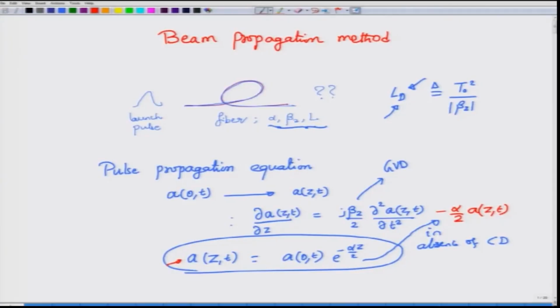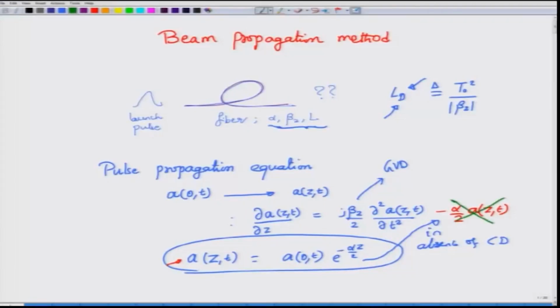but because attenuation is usually not so frequency dependent for the region of operation that we are considering, we do not really worry about attenuation, okay, because whatever we have at the output of the pulse, we will finally multiply that by e power minus alpha by 2 times z. So, because you can account for attenuation in a very simple manner, usually this term is not included in solving the pulse propagation equation.